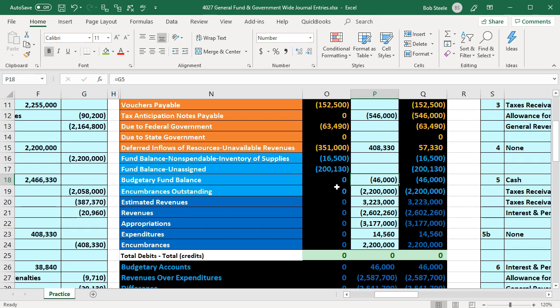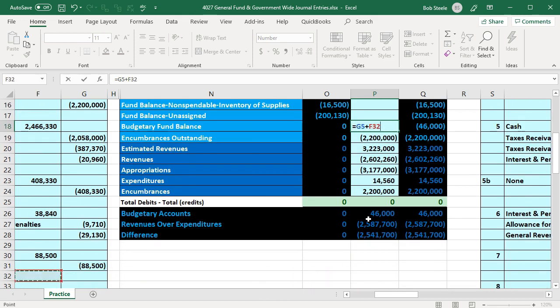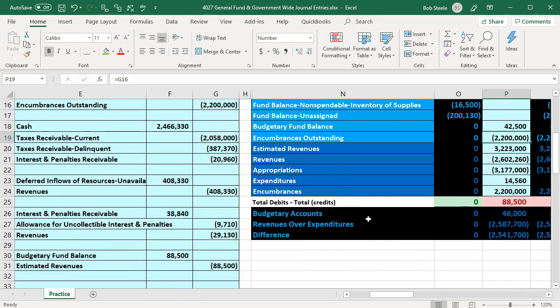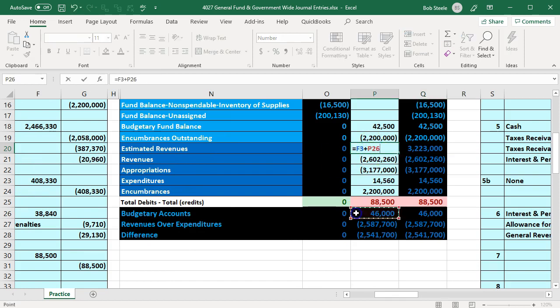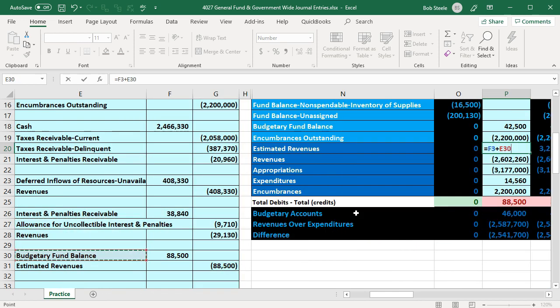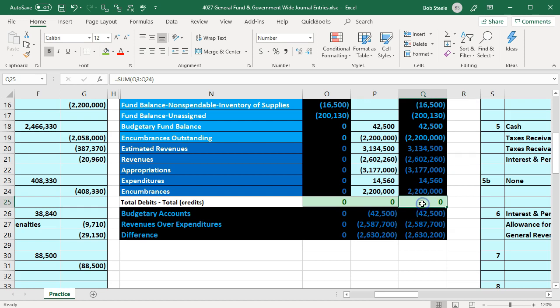Budgetary fund balance is here in P18. Going to double click on that, go to the end of it and say plus. Put the cursor back down and we'll pick up that debit amount of the 88.5. Then we have the estimated revenue. Estimated revenue, not the actual revenue, estimated revenue. Double clicking on that item, plus, putting the cursor back down, scrolling back over and bringing it back down. That puts us back in balance.